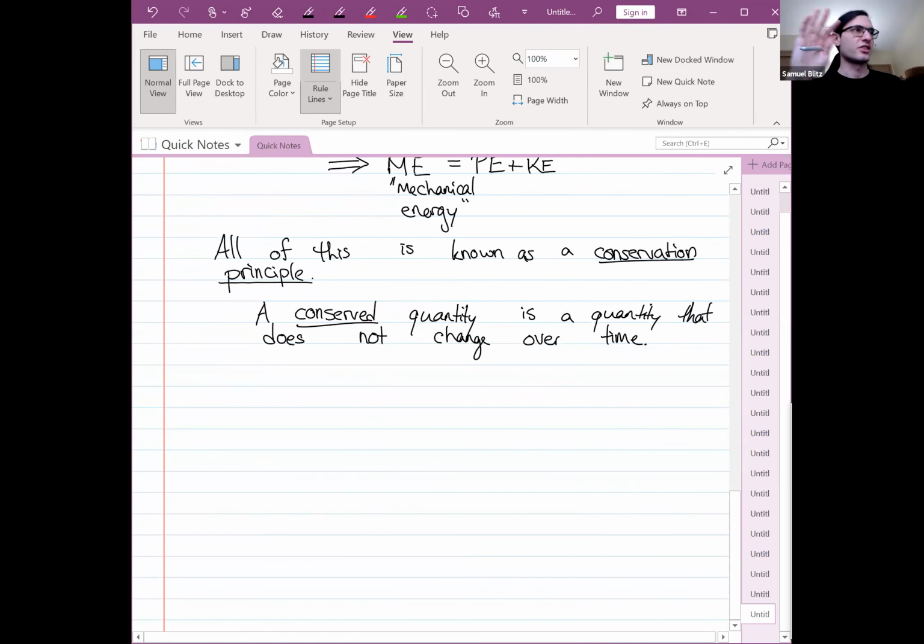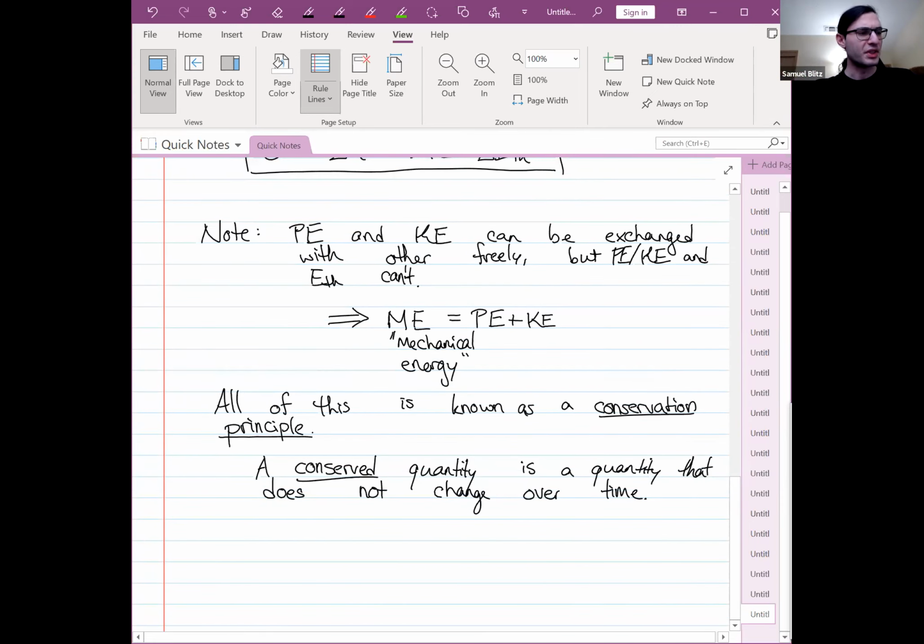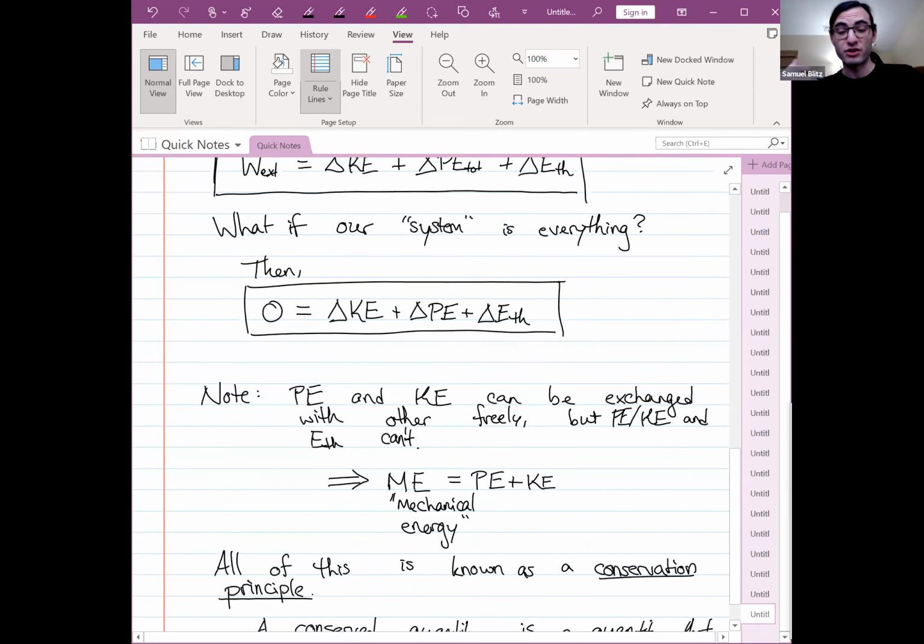But that's just a historical quirk that it was named that way. So there are some useful submodels of this notion of energy conservation. By the way, I didn't actually write this down, but energy conservation is what we're talking about here.